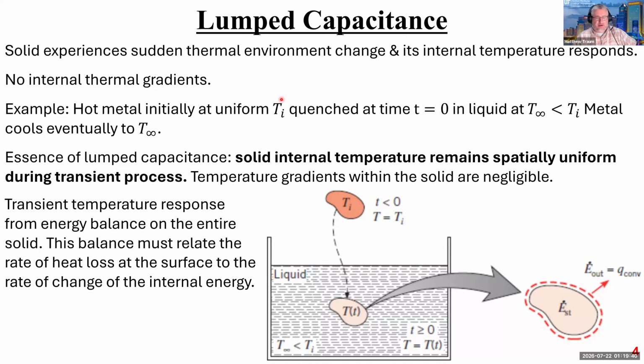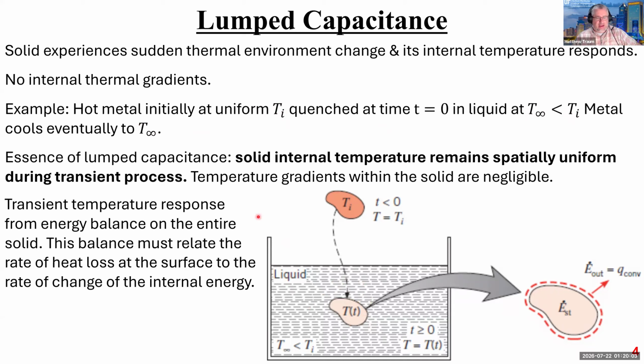So here's the uniform temperature of the object, Ti, and then here's the liquid, and the liquid, of course, is at a lower temperature than the metal. If you take this hot metal and dip it in water or whatever cold liquid, eventually it'll cool down and reach T infinity, that liquid temperature, right?